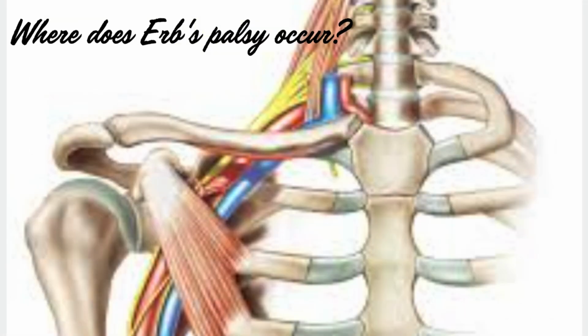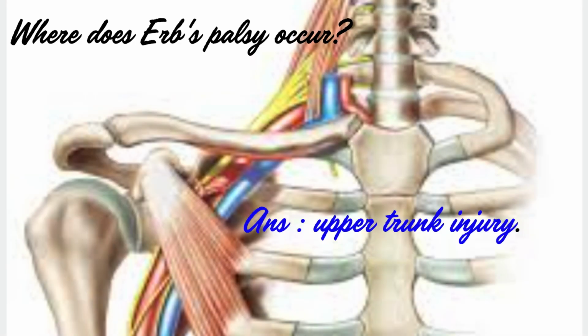Quick question: where does Erb's palsy occur? The answer: in the upper trunk injury, C5 to C6.